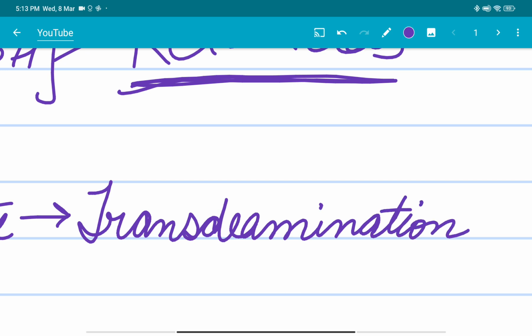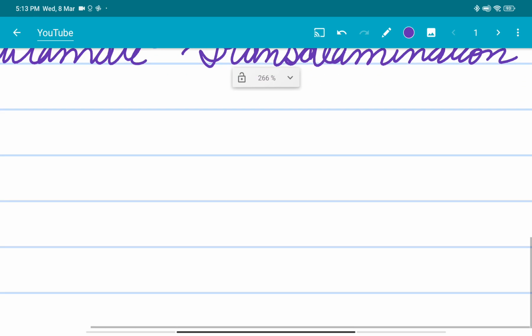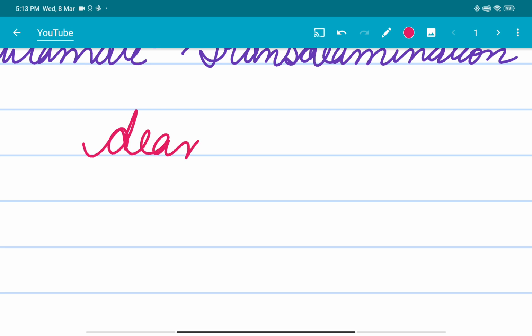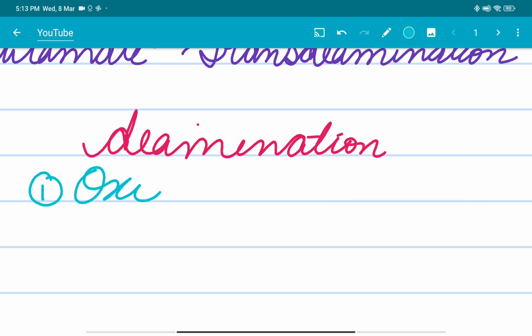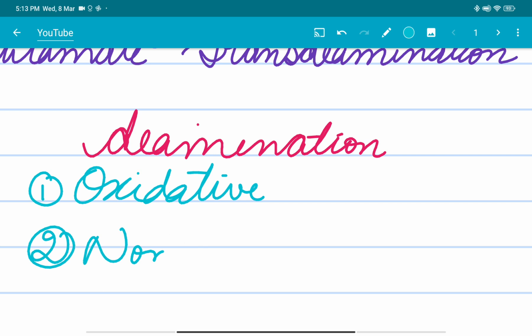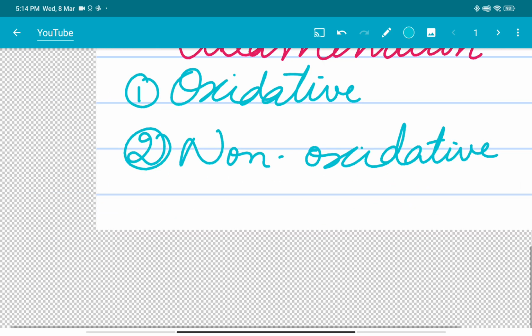Now, deamination is of two types. The first one is oxidative deamination. The next one is non-oxidative deamination. First of all, we will discuss oxidative deamination.